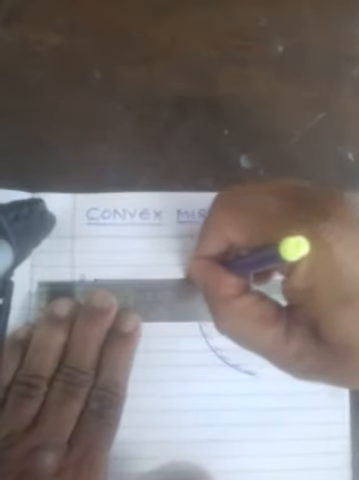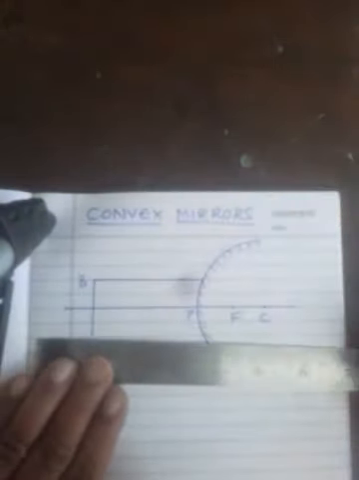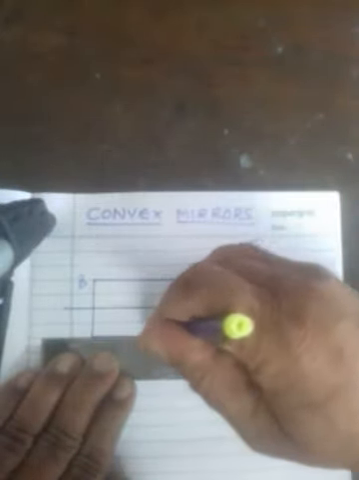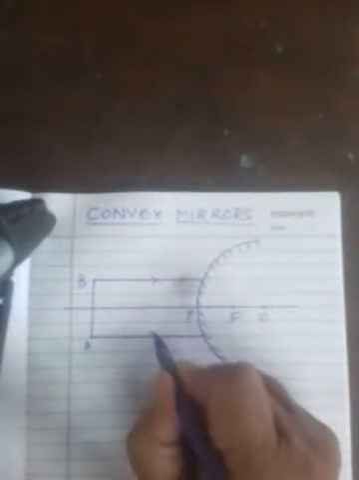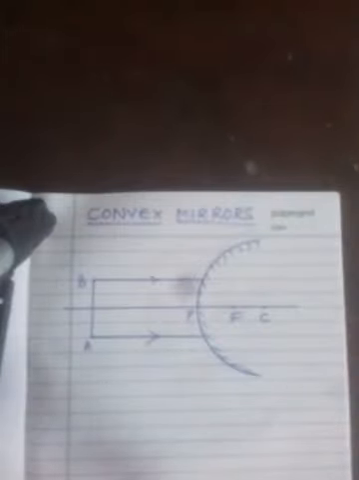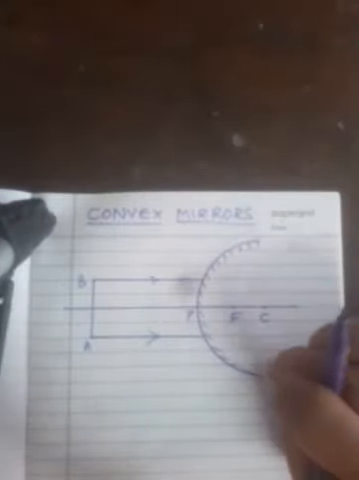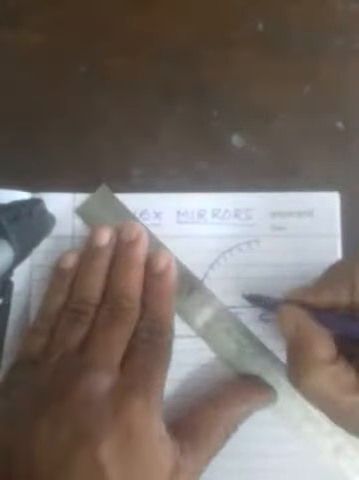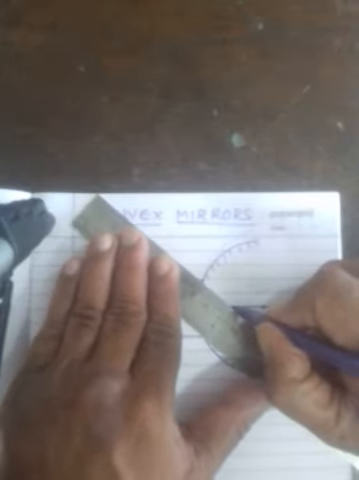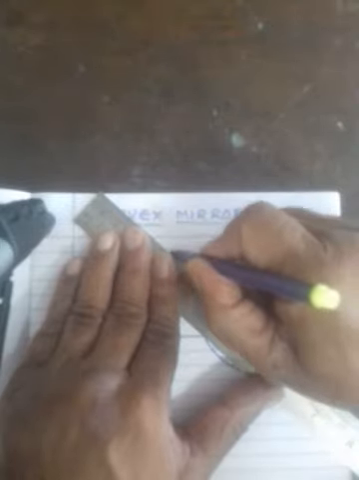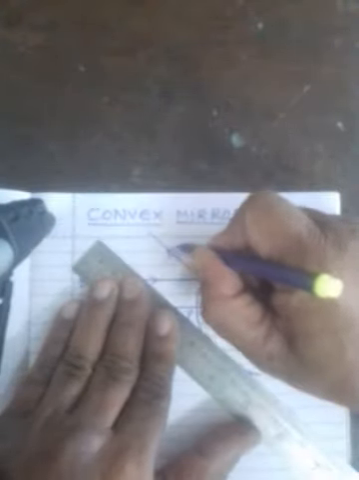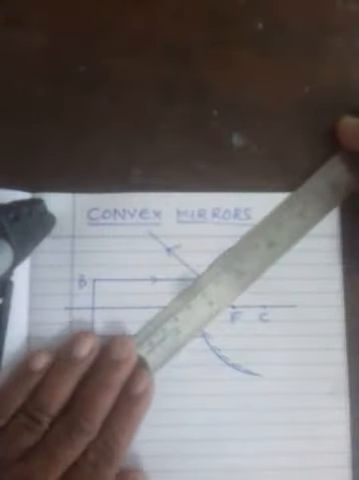So I'll draw one ray parallel to principal axis from B, as well as one more ray parallel to principal axis from A. Now what happens is, this convex mirror is a diverging mirror. The rays of light will get reflected as if from the focus. They start from the focus like this, and they get reflected away from the principal axis like this. Down also, same thing.